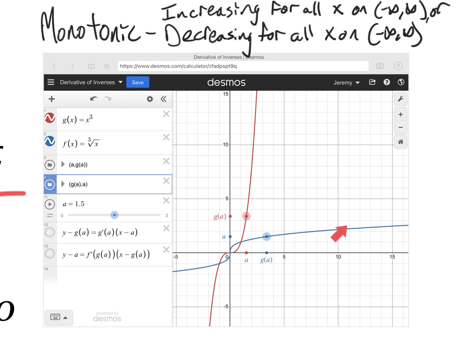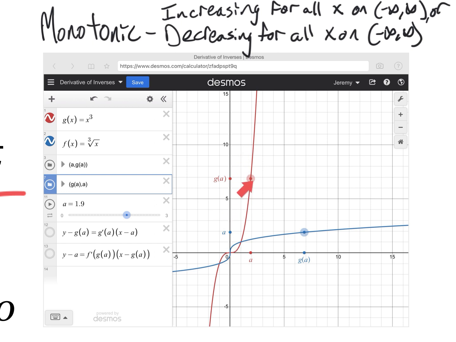Now we're going to call this function f. These are inverses of each other, right? And we can move these points around. Wherever they go, a, g of a is on the red one, and g of a, comma a is on the blue one. Now, let's think about this. Suppose we want to find the derivative of this red line, and we're not very familiar with it, but we are familiar with the derivative of the blue one.